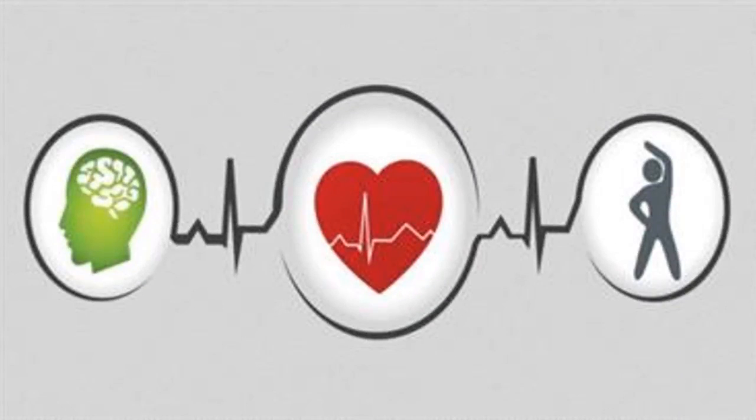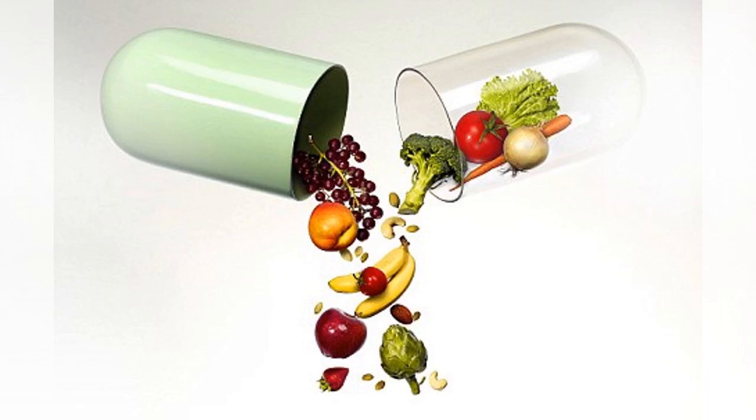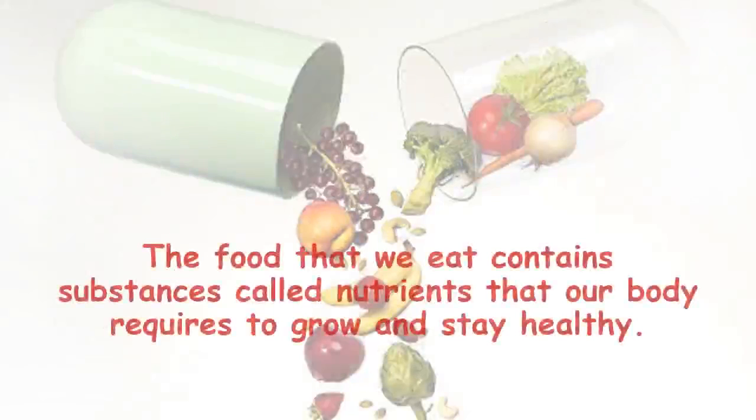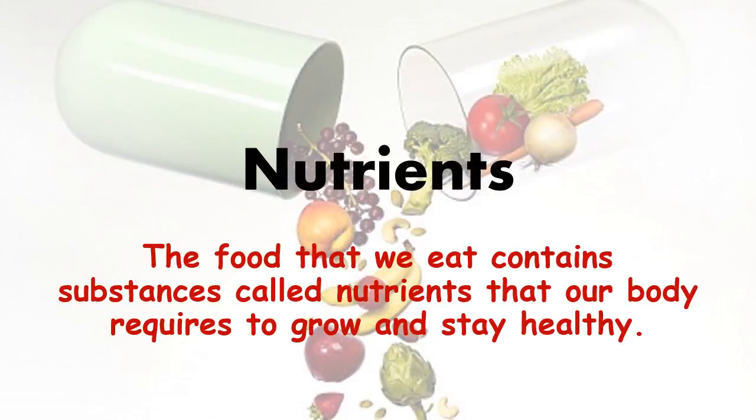For a healthy mind, healthy heart, and active muscles, we must eat a balanced diet that gives all the nutrients to our body. These nutrients will give you strong bones as well as energy. So in the previous chapter we have already studied that the food that we eat contains substances called nutrients that our body requires to grow and stay healthy. In this chapter we will learn about the various nutrients that are found in food, their importance, and the disorders caused due to the lack as well as excess of nutrients in the body.